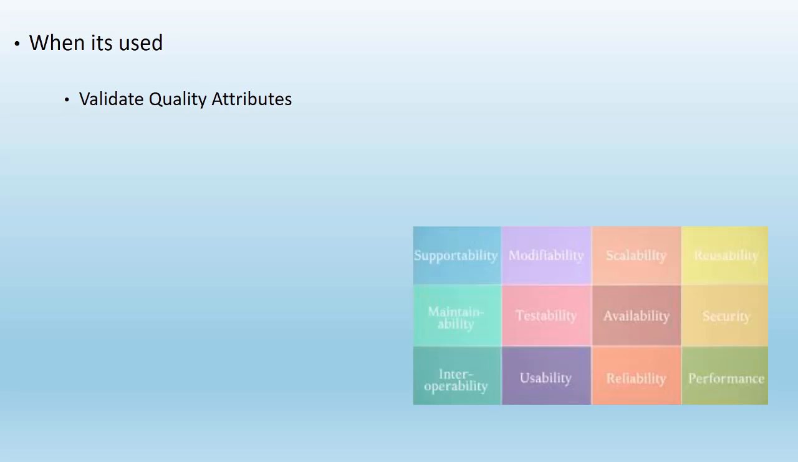So let's see when this deployment diagram is used. It is quite handy early on in the project phase to validate the quality attributes. That is, whether the quality attributes mentioned in the requirement are being met or not. Has the architecture taken into consideration availability as per the business need, or can the application scale as per the business need? So this diagram helps to identify that.